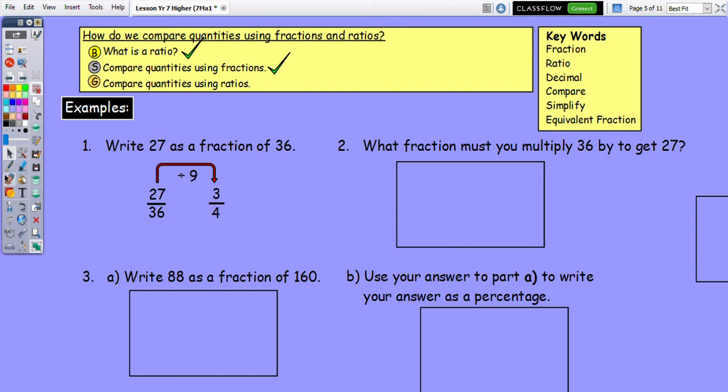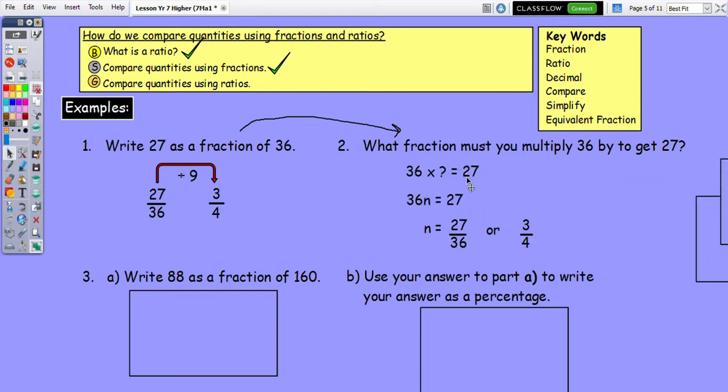A similar type of question that you might find is one like this, where we're using the same information, but it's worded differently. It says, what fraction must you multiply 36 by to get 27? Now that might seem a very difficult question. However, if we look at it, it doesn't appear to be that difficult. So I've written it out in mathematical form. 36 multiplied by something is 27.